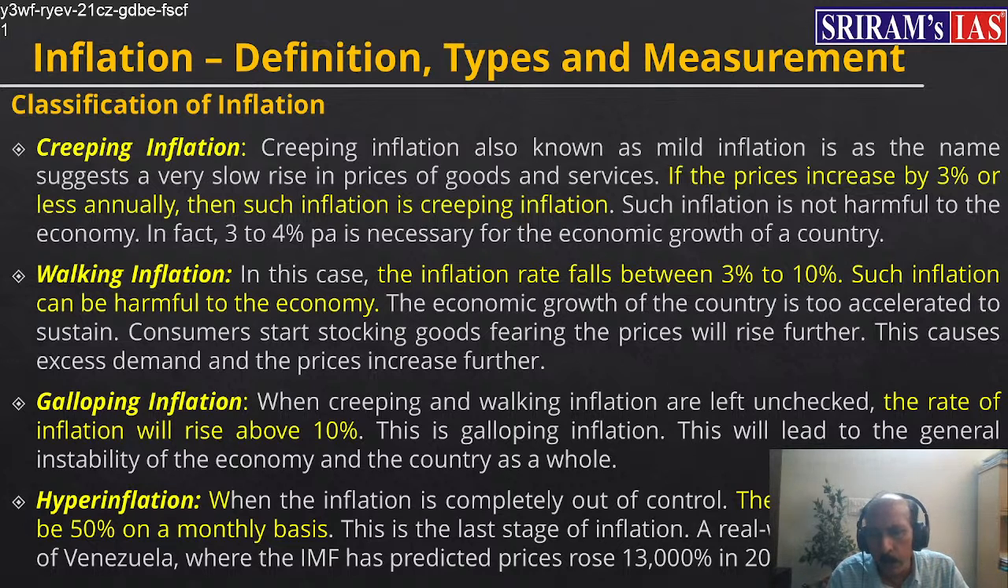And hyperinflation is the stage where inflation is rising at a very high speed. That is, the rate of inflation may be 50% per month or 50% per week. We have observed that many Latin American countries have experienced huge rates of inflation. We have given one example here. In 2018, Venezuela experienced a rate of inflation which was 13,000%. This kind of inflation is called hyperinflation. Therefore, inflation is normally used in various contexts, and the rate at which prices are rising classifies what kind of inflation we are talking about.